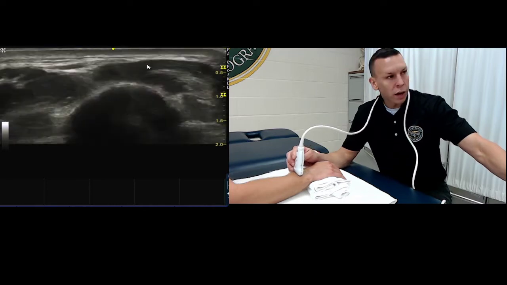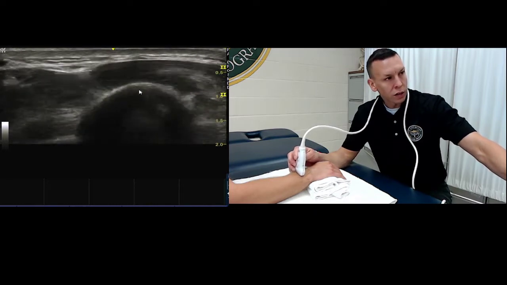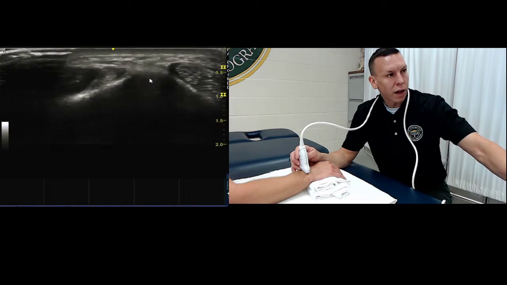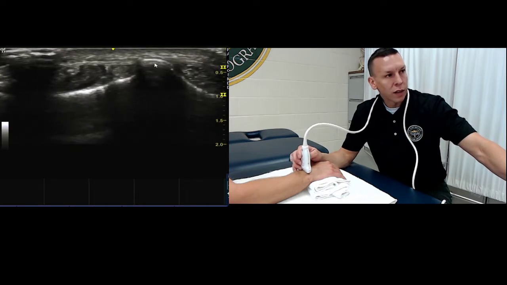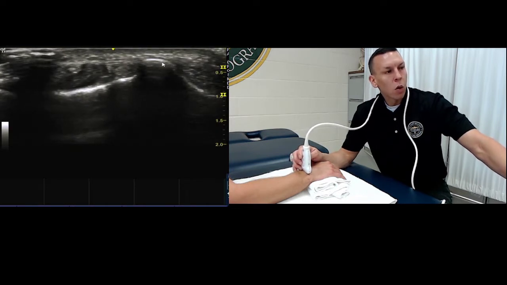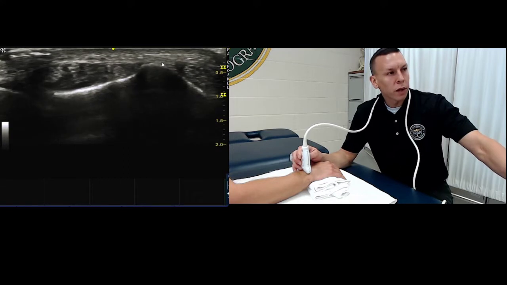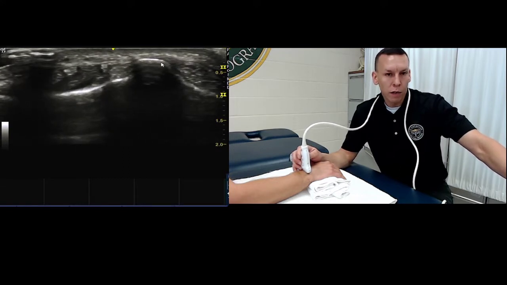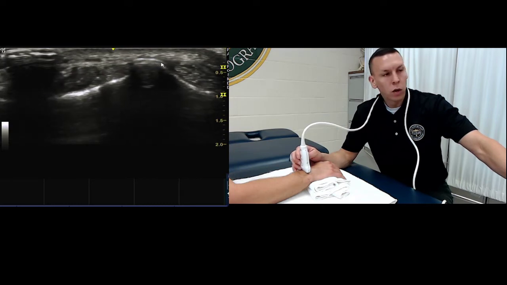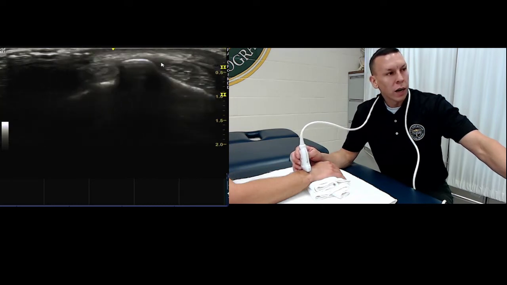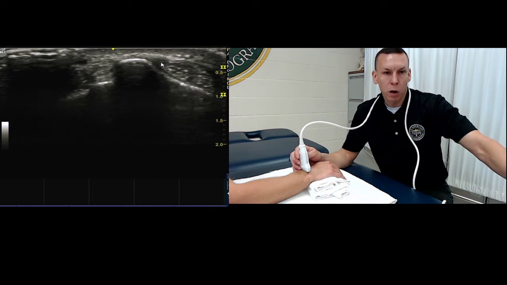So as you slide up, you can see we're just on the radius. As we come down, the radius kind of flattens out. We can find Lister's tubercle right here. Once we find Lister's tubercle, then we can start to identify all the extensor tendons. So we're going to go first to the radial side, and there's 6 compartments here.